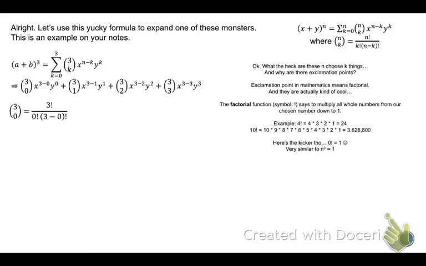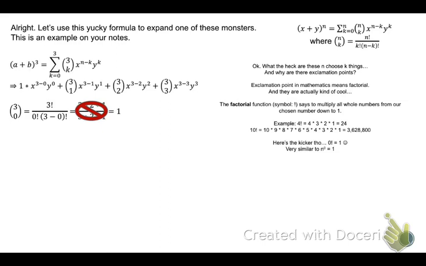So 3 choose 0. That's 3 factorial over 0 factorial and 3 minus 0 factorial. So 3 factorial is 3 times 2 times 1. 0 factorial is just 1, so we don't have to do anything with that. 3 minus 0, that's 3 factorial again, which is 3 times 2 times 1. Those all cancel, so you're just left with 1.